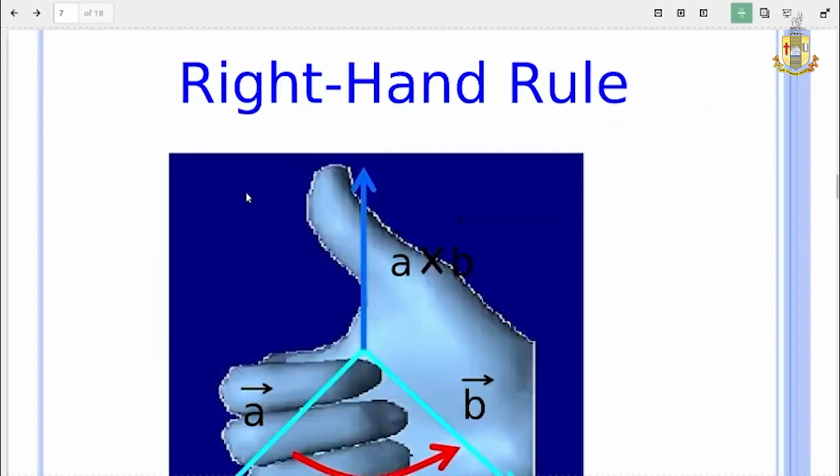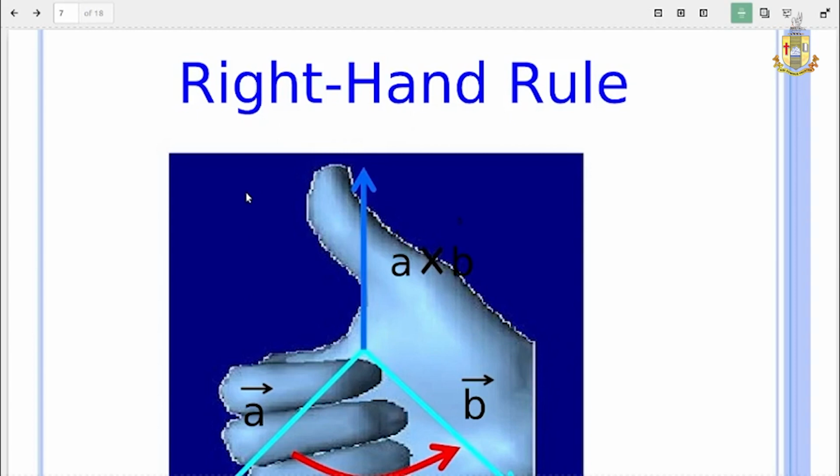So if you see the next one, we can find the direction of the unit vector with the help of the right hand rule. What is the right hand rule? If you stretch your right hand such that the index finger of the right hand is in the direction of the first vector and the middle finger is in the direction of the second vector, the thumb of the right hand indicates the direction of the unit vector. Usually we say the unit vector as n vector.